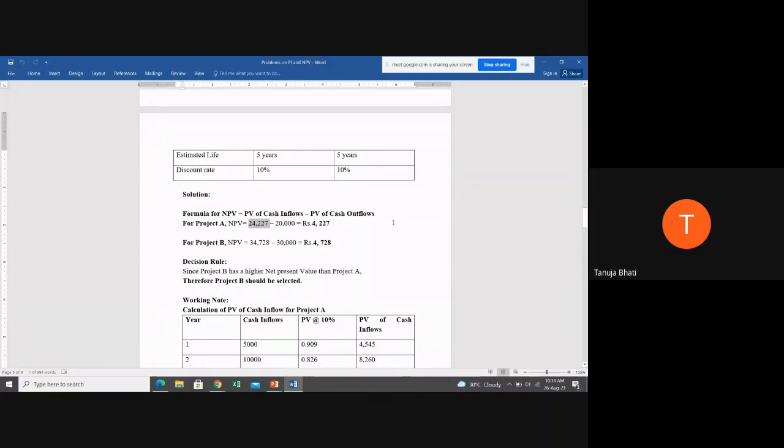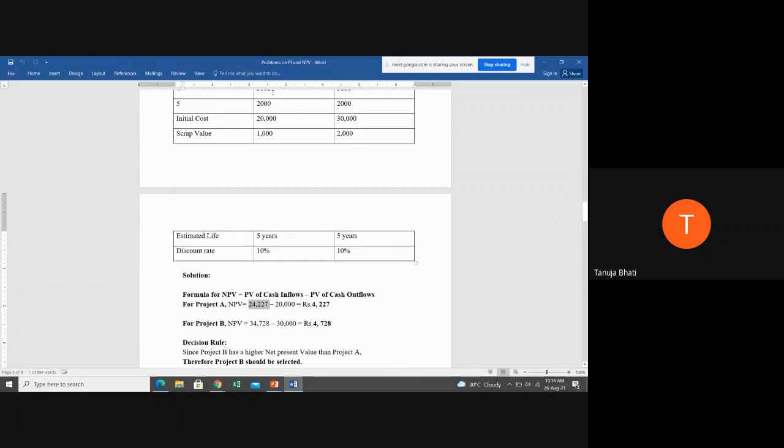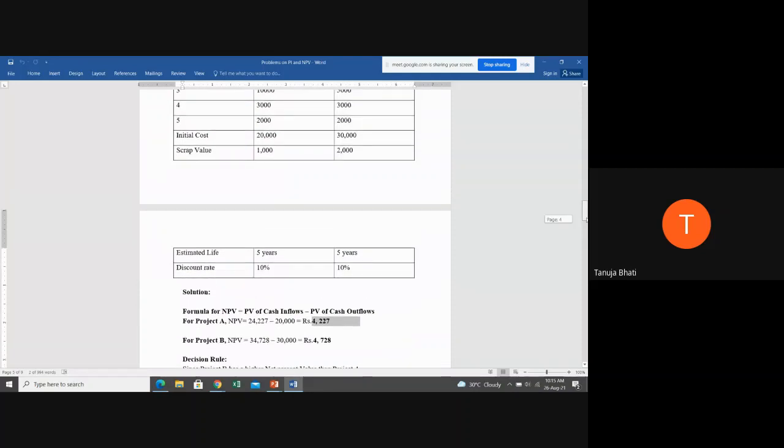Now PV of cash outflows. Outflow is already given here, students. Initial cost is nothing but your outflow, which is already given as 20,000. Since the year is not mentioned, obviously it will be the 0th year. When it is year 0, the PV factor is always 1. So 20,000 into 1 is 20,000. When you subtract this, you get the NPV for project A as 4,227. So you have finished the calculation of NPV for project A.